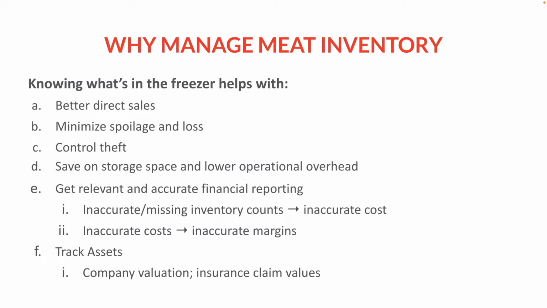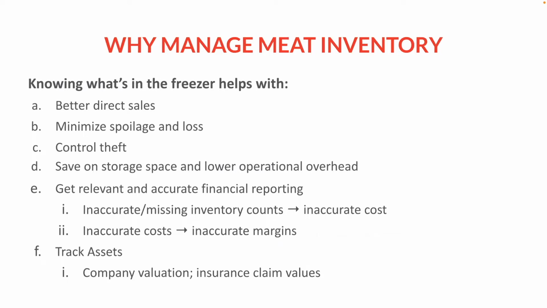Well, first of all, knowing what you have on hand simply helps you direct your sales. I work with a farmer, for example, who does assortment boxes. Every week she looks through her inventory and asks, what am I going to put in this assortment for this week? She picks meat pieces that may not be moving quickly, and knowing what she has on hand helps her move some of the slower moving items. It also helps you minimize spoilage and loss.